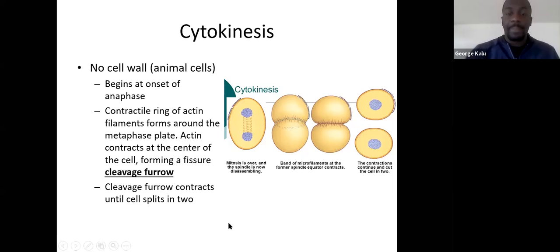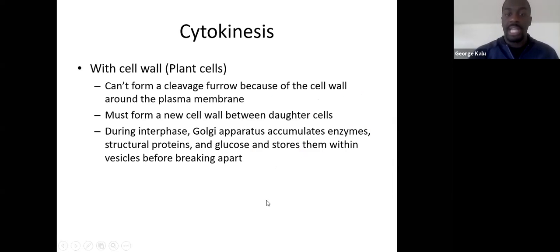In plant cells, this process is going to be a little bit more complicated because of the cell wall. Now, the cell wall is very strong and a very rigid structure, so adding actin filaments to try to pinch around it wouldn't work because the cell wall is too strong. So instead of trying to pinch the cell and break it into two, what we're going to do is build a new cell wall in between the two nuclei. That's going to help form the two new daughter cells.